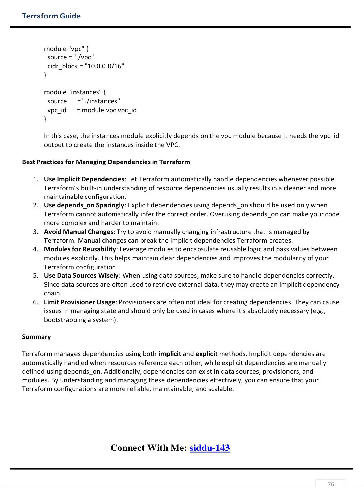Summary. Terraform manages dependencies using both implicit and explicit methods. Implicit dependencies are automatically handled when resources reference each other, while explicit dependencies are manually defined using depends_on. Additionally, dependencies can exist in data sources, provisioners, and modules. By understanding and managing these dependencies effectively, you can ensure that your Terraform configurations are more reliable, maintainable, and scalable.